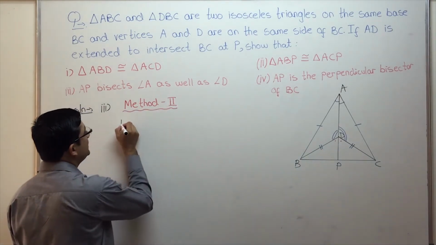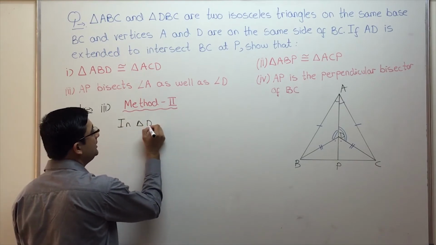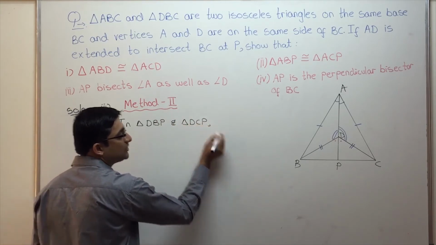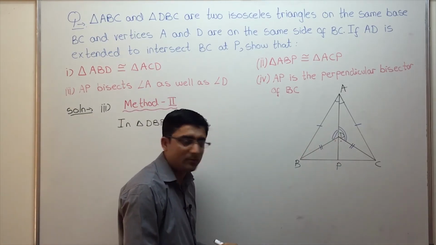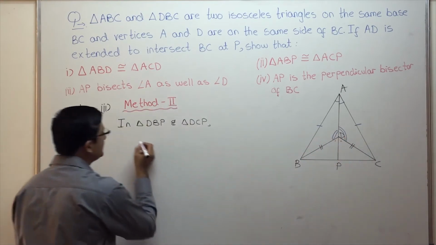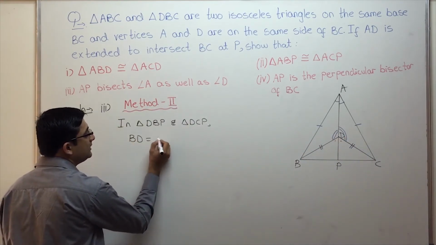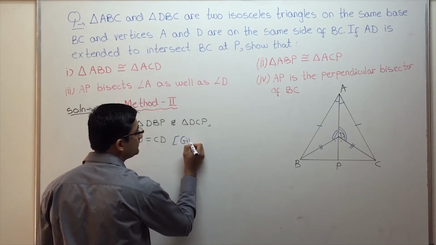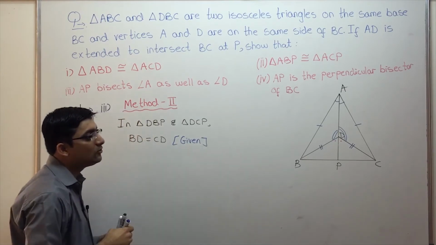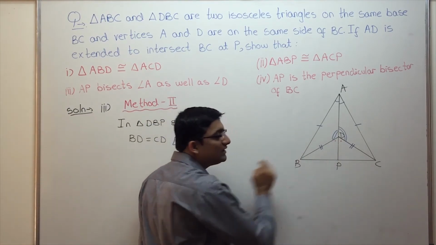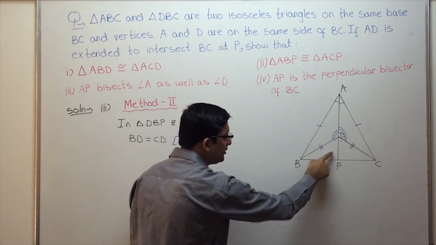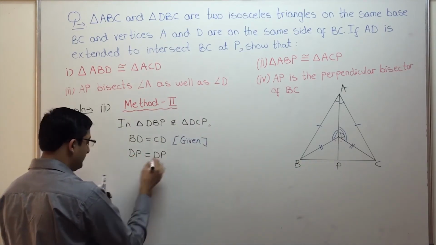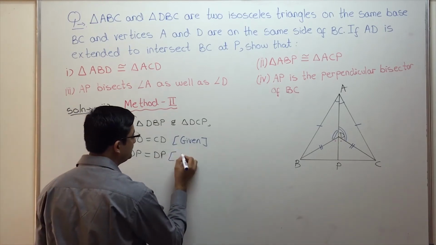So we have in triangle DBP and triangle DCP. So I'm basically taking these two triangles. Now what do I know about them? First of all, BD is equal to CD. Write it down. So BD is equal to CD. Why? This over here is given to us. What else do I know over here? I know that DP over here is a common side, right? So DP is equal to DP. What is the reason? Common side.